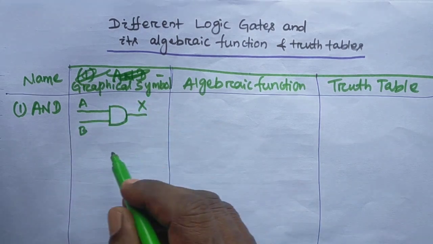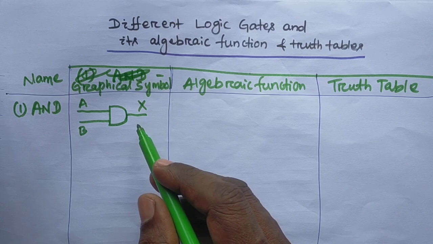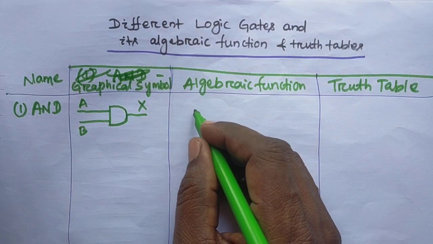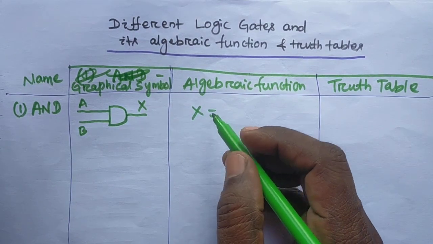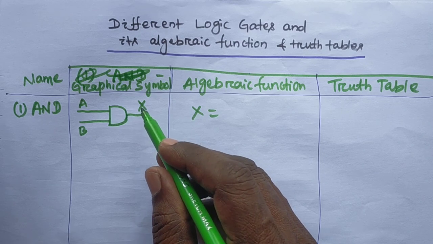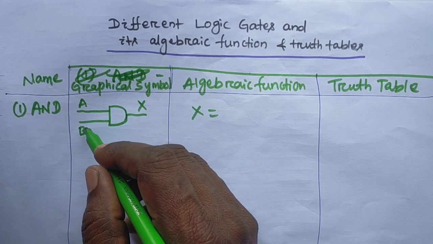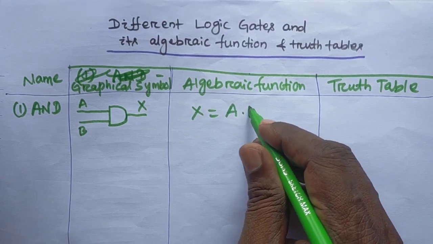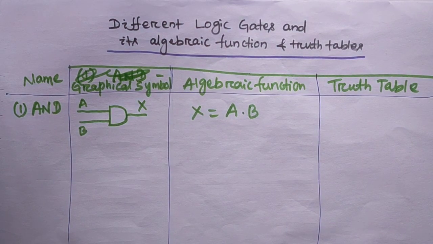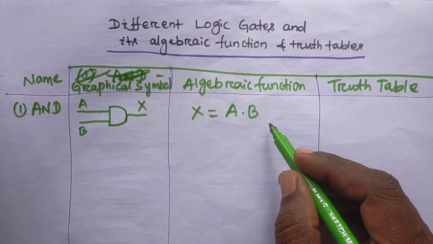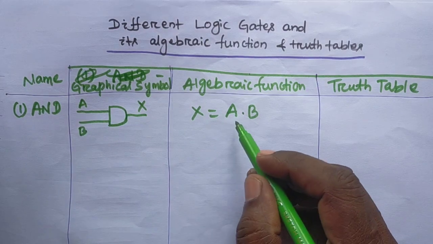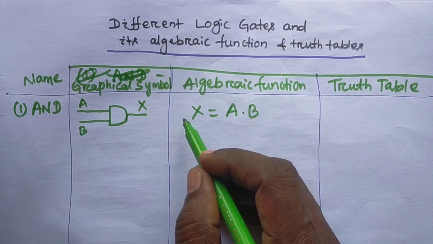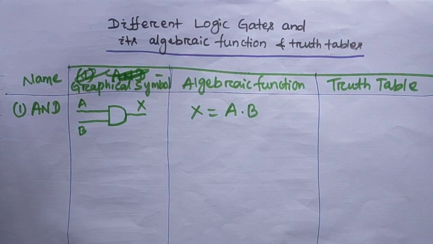In this way we define the graphical symbol design for the AND logic gate. If we go through the algebraic function, in a very simple way we can define X is equal to, here X is the output. This output depends on A and B. This is defined in a very simple way, that is A dot B. The algebraic function is defined in this way: X is equal to A dot B. That means for two inputs A and B, the product of A and B generates the output X. This is the basic concept.